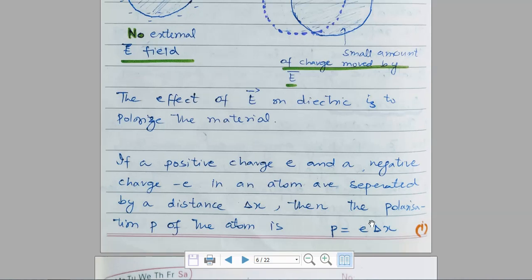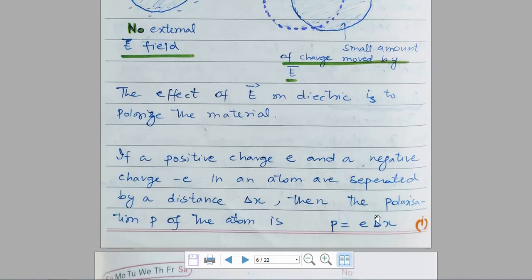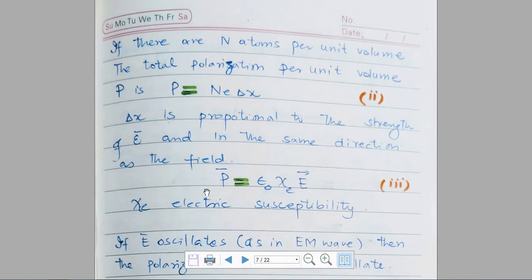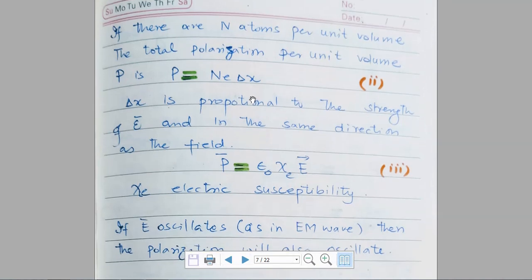Q is replaced by E, and D, the separation distance, is replaced by delta x according to the problem. If there are n atoms per unit volume, the total polarization per unit volume will be written as, here you have just divided the dipole moment by volume, and n is the total number of atoms. Delta x is proportional to the strength of the applied electric field E, and in the same direction as the field. The direction of separation is parallel to the applied electric field.